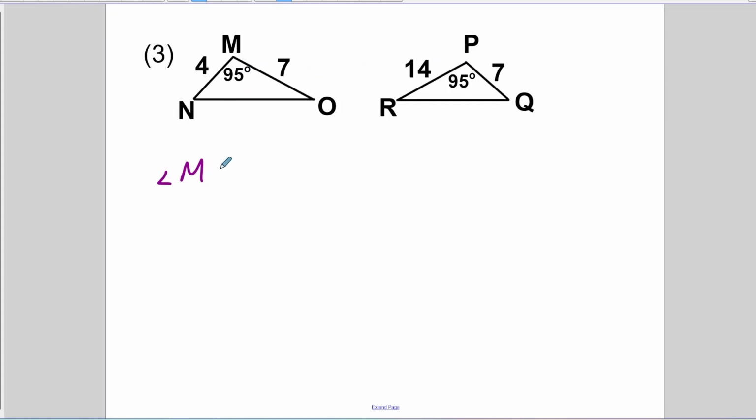I'll say that angle M is congruent to angle P, and the reason is that the angles have the same measure. Okay, so I'll just say because the angles have the same measure. And this time I'll abbreviate. I'll say the angles have the same measure.